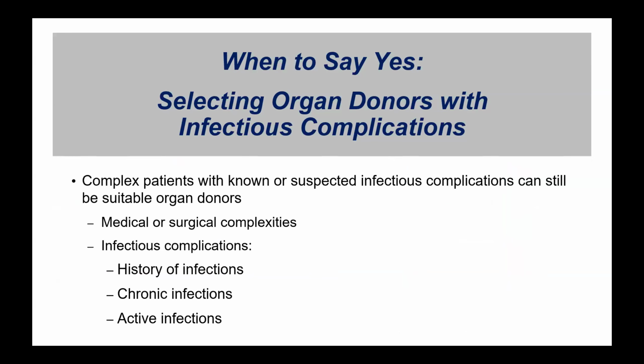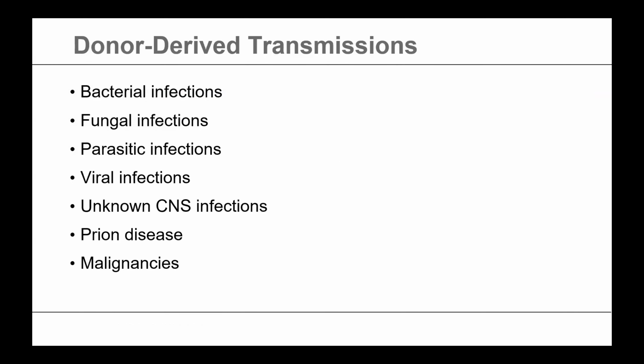How do we select organ donors with infectious complications? We know that there are many complex patients with known or suspected infectious complications that can still be suitable organ donors and lead to good outcomes. They often have medical and surgical complexities, and we know that our organ pool is only increasing in terms of the complexities of our patients. And often they'll have varying forms of infectious complications, either a known history of having infections or having a chronic infection, or not having a prior history of infection, but having a current active infection at the time of organ evaluation. So Miranda nicely took us through the different buckets of donor-derived transmissions.